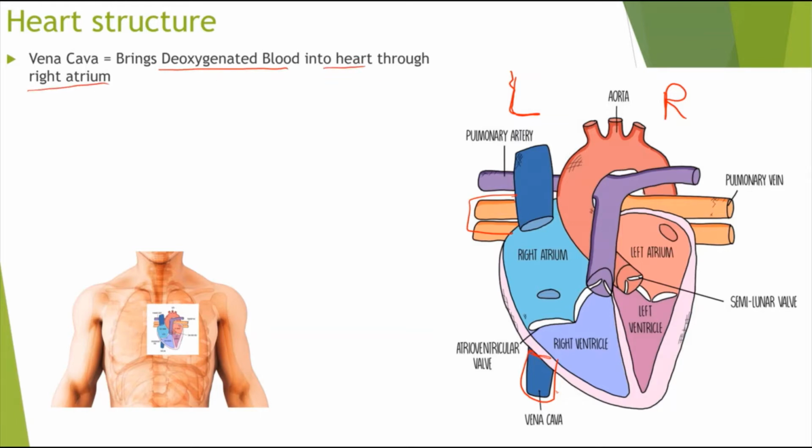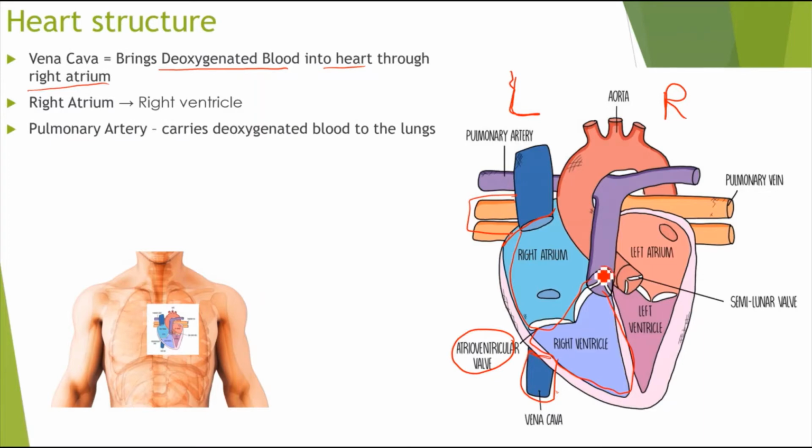The deoxygenated blood, which is returning from being used in the body and is low in oxygen, enters the heart through the vena cava and enters the right atrium, so this place here. Then through the atrioventricular valve, the blood is passed down to the right ventricle, and from the right ventricle, through the semilunar valve, it is transported to the pulmonary artery to be taken to the lungs and oxygenated again. So this is the right side of the heart.